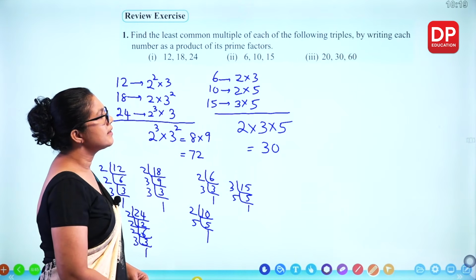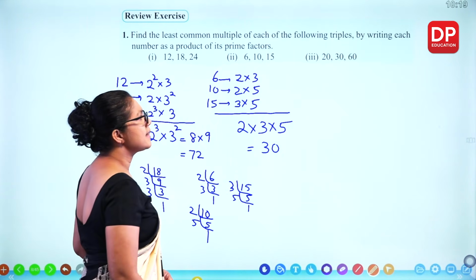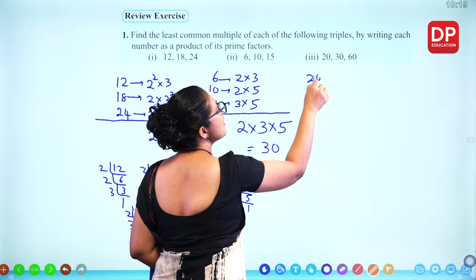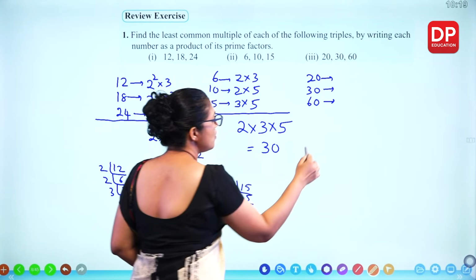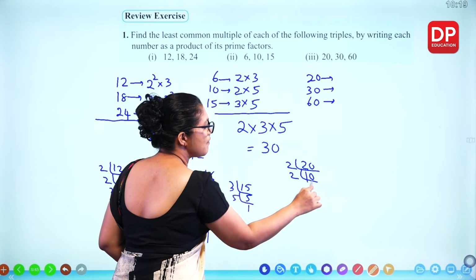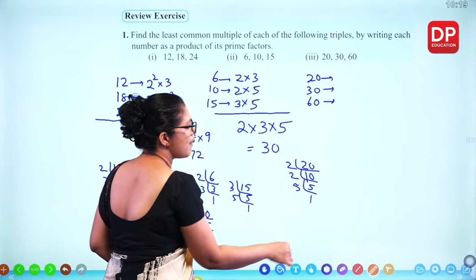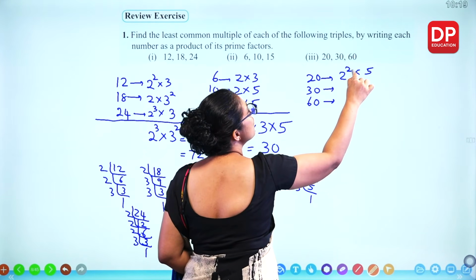Now we'll look at the third part. So you're asked to find out the least common multiple of 20, 30 and 60. So we'll write down 20. How can you write? Divide by 2, divide by 2 and divide by 5. So you can write 2 to the power 2 into 5.